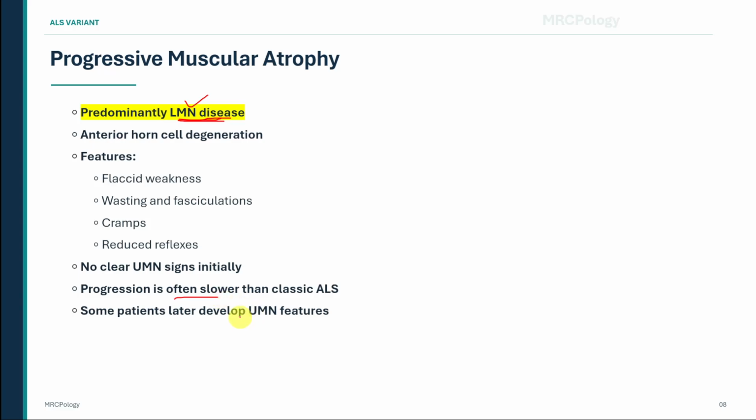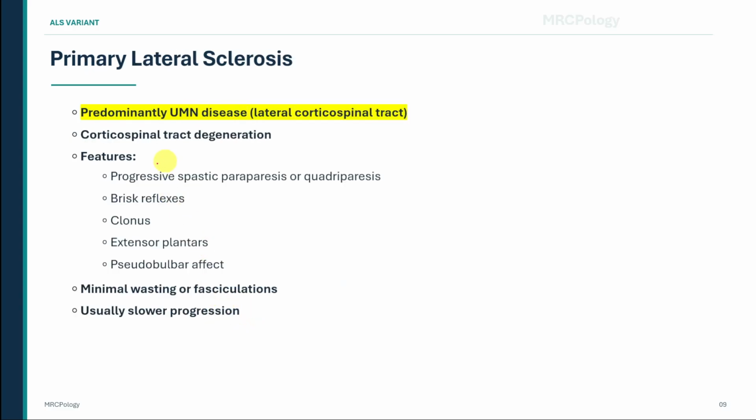Primary lateral sclerosis is predominantly an upper motor neuron disorder. It produces progressive spastic paraparesis or quadriparesis, brisk reflexes, clonus, extensor plantars, and sometimes pseudobulbar effect. Wasting and fasciculations are minimal, and progression is usually slower than in classic amyotrophic lateral sclerosis.